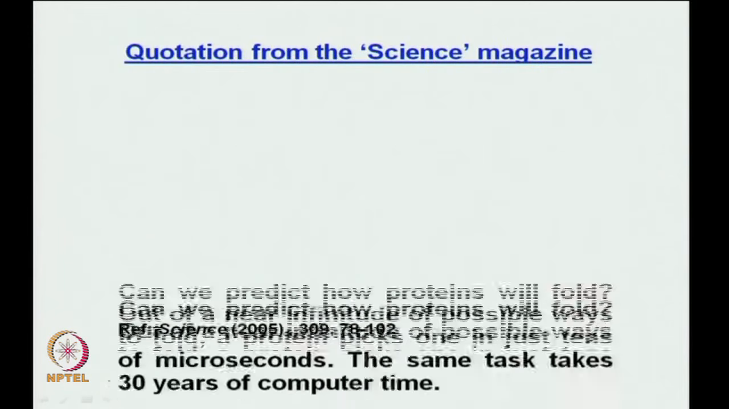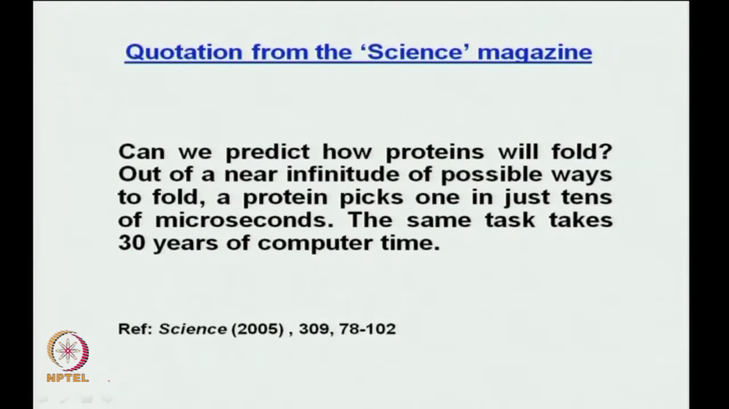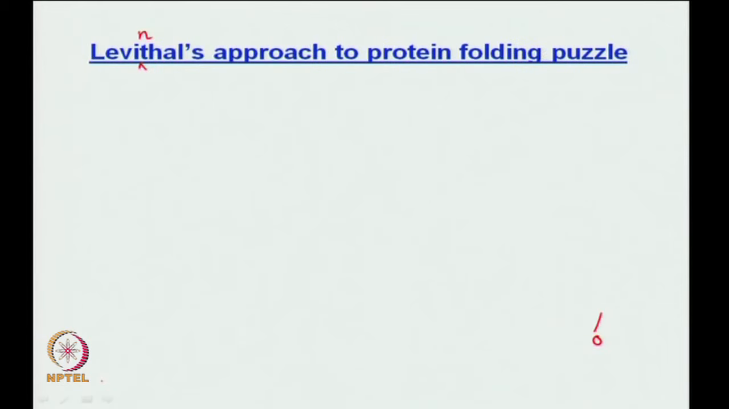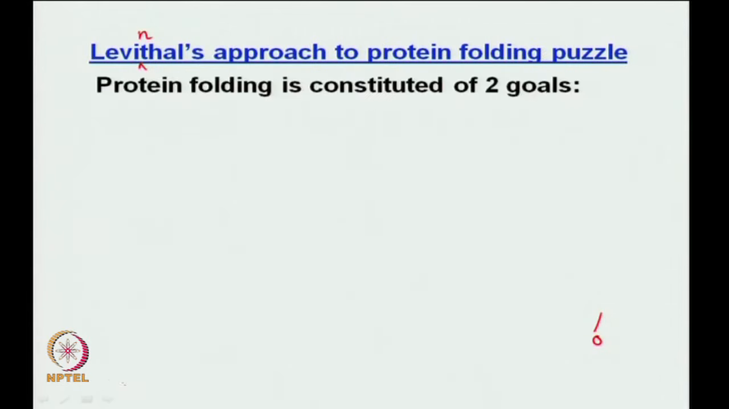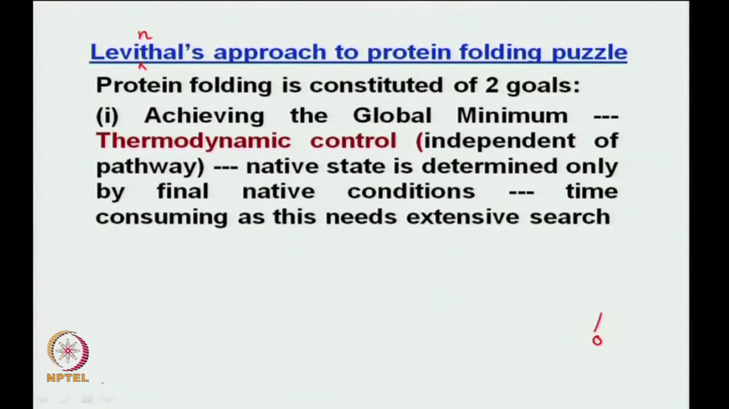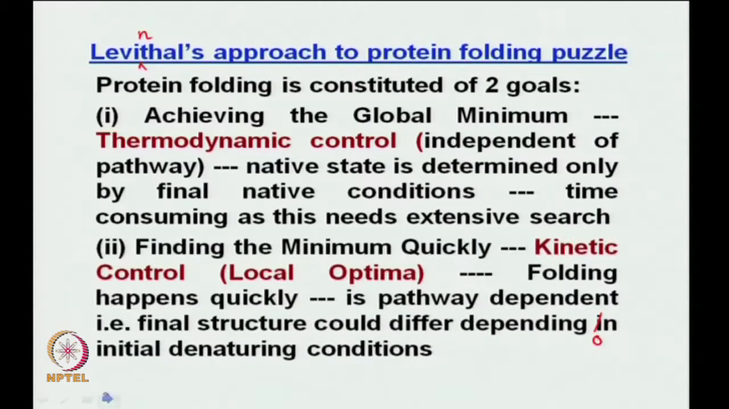right. And this was a quotation from Science magazine, an analogy which said that a computer would take about 30 years, but a protein can do it within microseconds. So then the question is, does it really go through that conformational search? This was about protein folding being considered in terms of two goals. One was thermodynamic control independent of pathways, and the other was kinetic control, not really focusing on thermodynamics, where you can give rise to local optima. This is kinetic control.